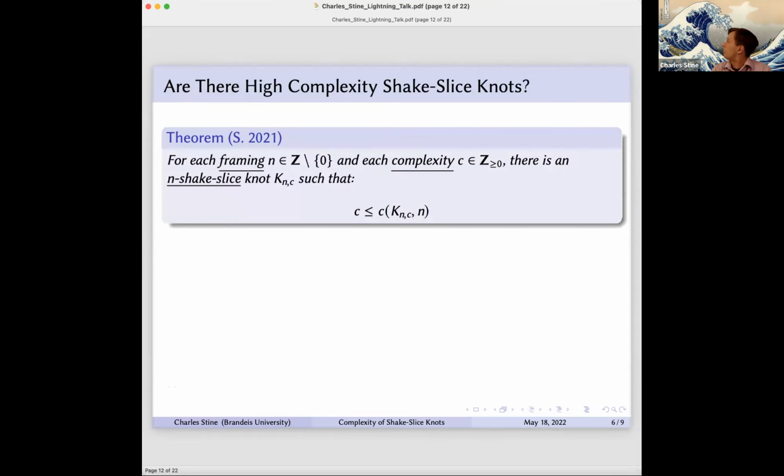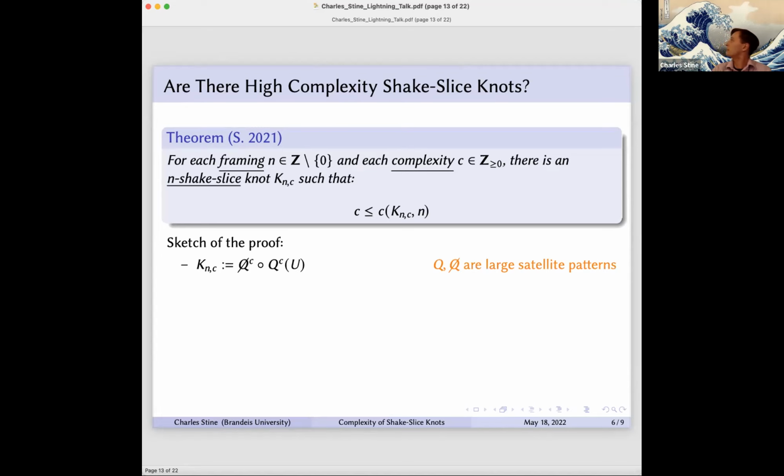For each non-zero framing and each complexity you could be after, there is an explicit n-shake slice knot, which I can construct for you, whose complexity is bounded below by your choice C. So here's roughly how you build them.